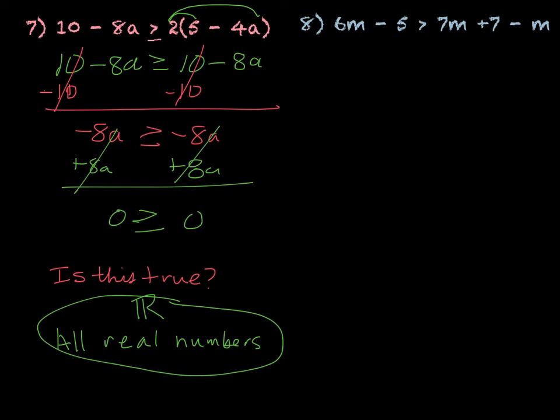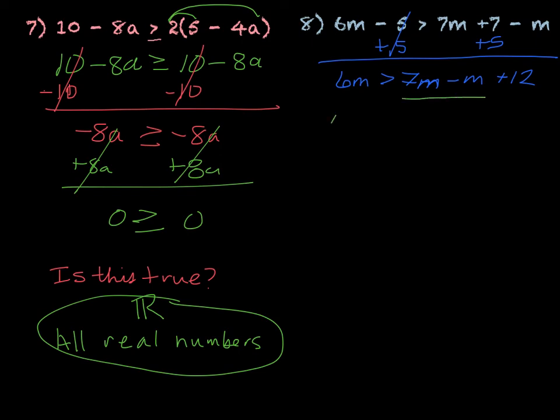And the next one, 6m minus 5 is greater than 7m plus 7 minus m. So I'm going to start by getting this 5 on the other side, plus 5 plus 5. So that's going to give me 6m is greater than 7m minus m plus 12. 7m minus m is 6m, so I'm going to have another step where I put these two together. 6m is greater than 7m minus 1m is 6m plus 12. So I'm going to put the m's together and I'm going to subtract 6m, subtract 6m.